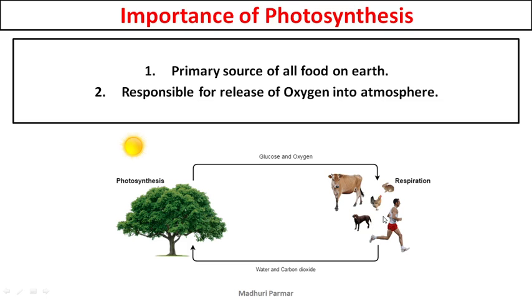Also, during this process there is a release of carbon dioxide. This carbon dioxide is again used up by the plants to produce more and more glucose. So plants balance everything out, and they are able to do this because of photosynthesis.